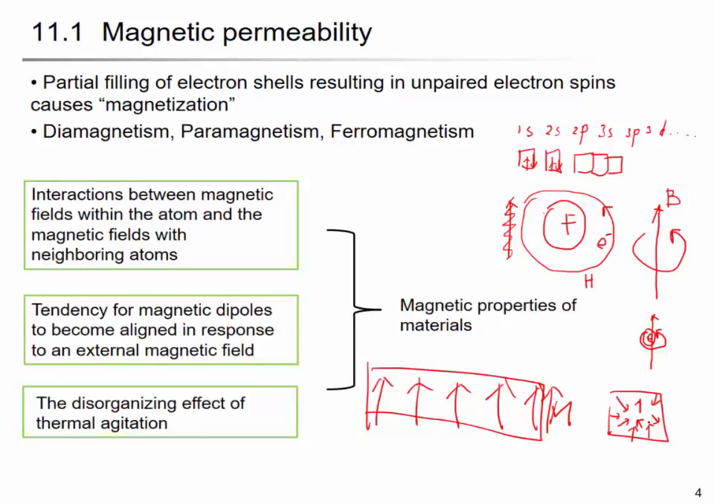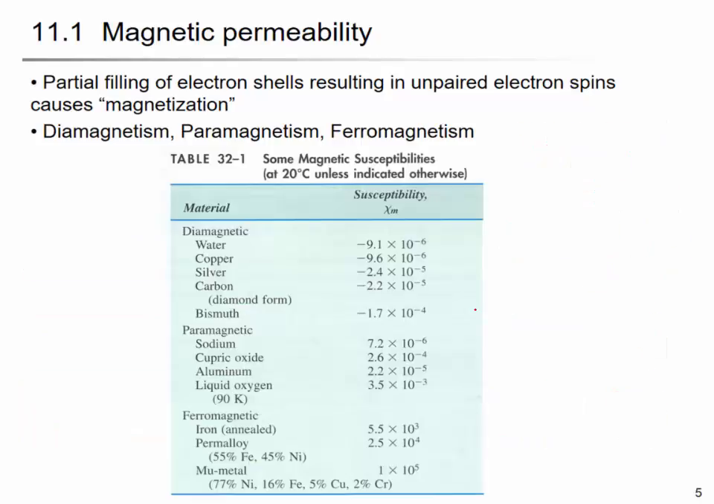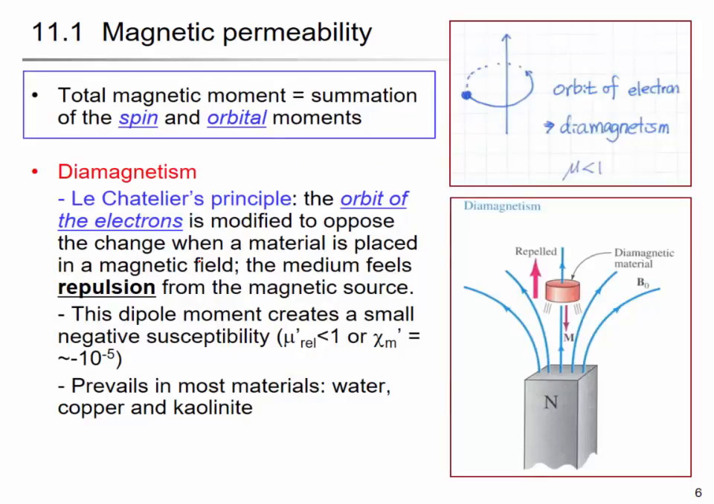So depending on the magnetic property, we can categorize the material into three categories: diamagnetism, paramagnetism, and ferromagnetism. And diamagnetism, let me jump into this one first. So this is when you apply the magnetic field, it feels the repulsion. A material, for example water, when you apply the magnetic field, feels the repulsion.